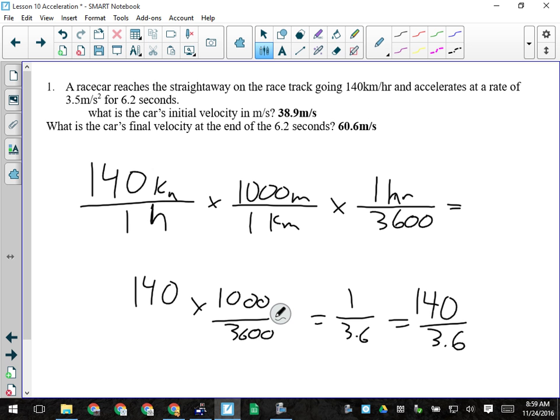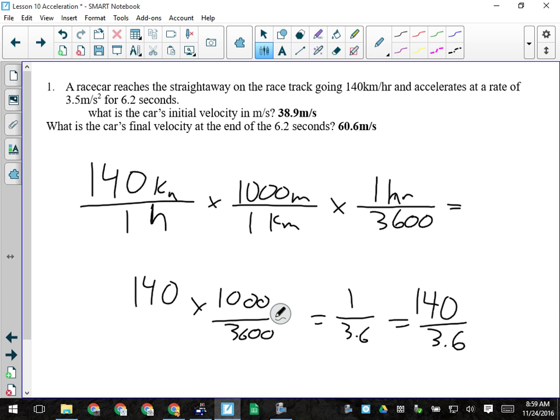Okay? All right. So that's the first thing: first convert the initial velocity in this question to meters per second. We've just showed you how to do that. So 140 divided by 3.6 is 38.9 meters per second.